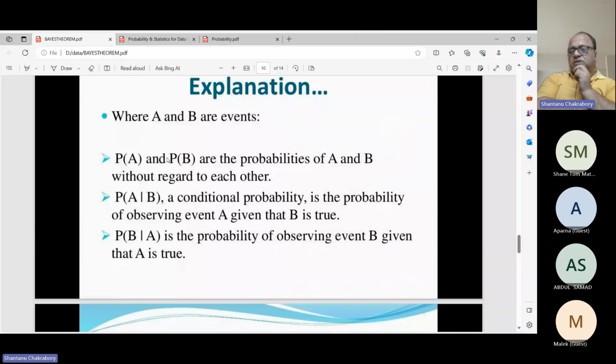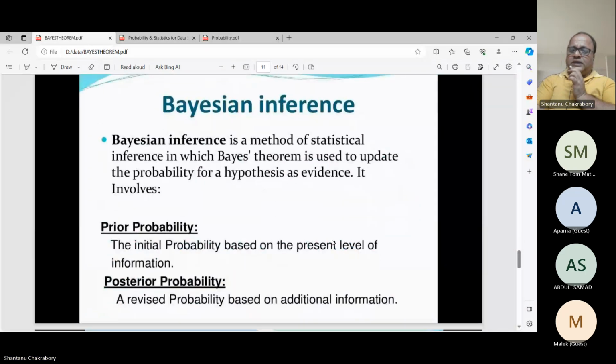So here we use these terminologies, symbols and notations in Bayes theorem to identify the conditional probability of observing event A given that event B is true, and the probability of observing event B given that event A is true. That is how we calculate the conditional probability of two different events A and B using Bayes theorem, right? Now, what is Bayesian inference?